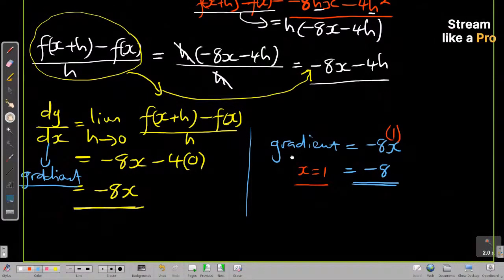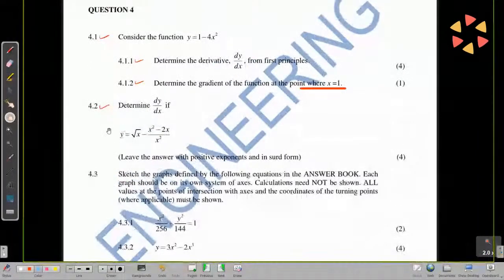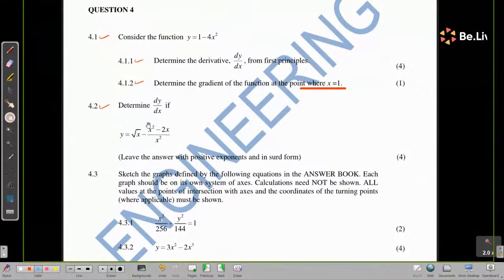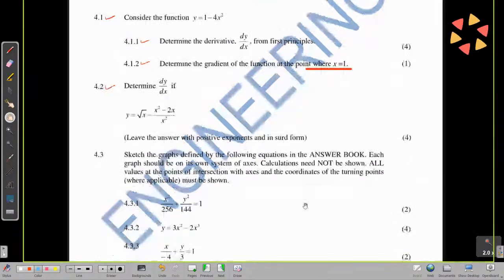All right, having done that, let us look at the rules now of calculus to determine dy over dx if you are given such a scenario. And then it says leave the answer with positive exponents and in surd form. These are surds. It's 4 marks. It's worth getting those marks, guys.